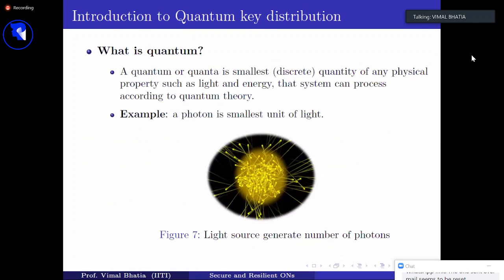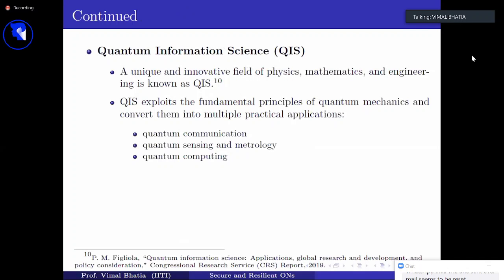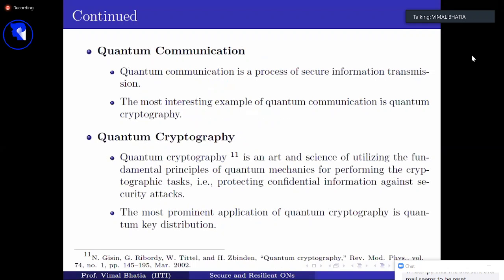So now let's look at what quantum is. A quantum is the smallest discrete quantity of any physical property, such as light or energy, that a system can process according to quantum theory. A photon is the smallest unit of light, which is why we see quantum mostly in the optical domain. There is also quantum information science, spanning physics, maths, and engineering. Our focus is on quantum communication, but there are quantum sensing and computing technologies as well.